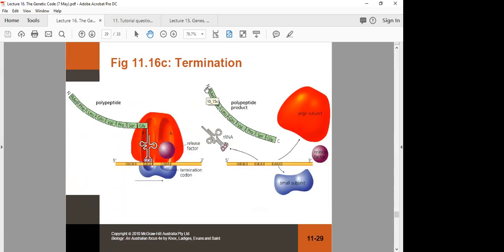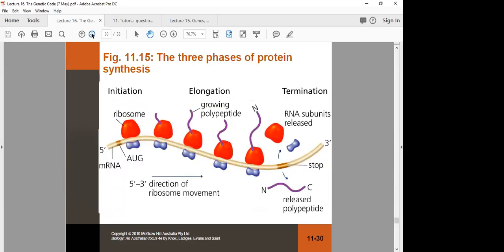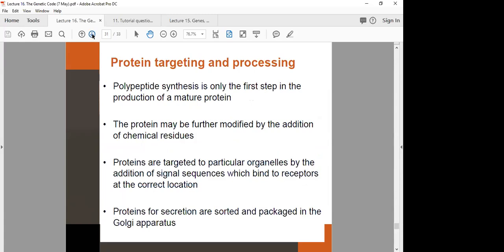And now you can appreciate how the code from the gene in the DNA is transcribed into messenger RNA, and then that code is translated into the code of amino acids in a polypeptide. All right, here are the 3 phases of protein synthesis in translation. Once again, initiation, elongation, and termination. All right, but let's look at what happens to these proteins. Where do they go in the cell? And of course, how important are they?